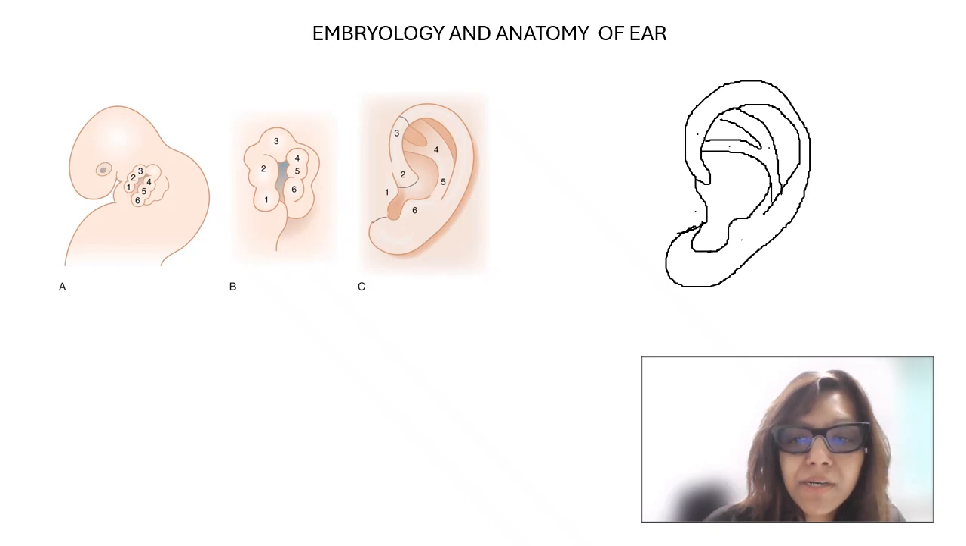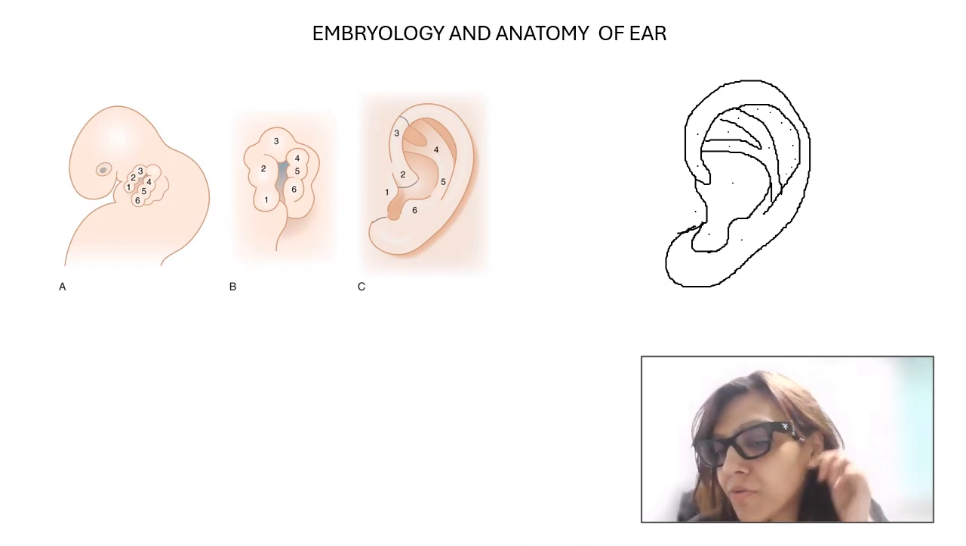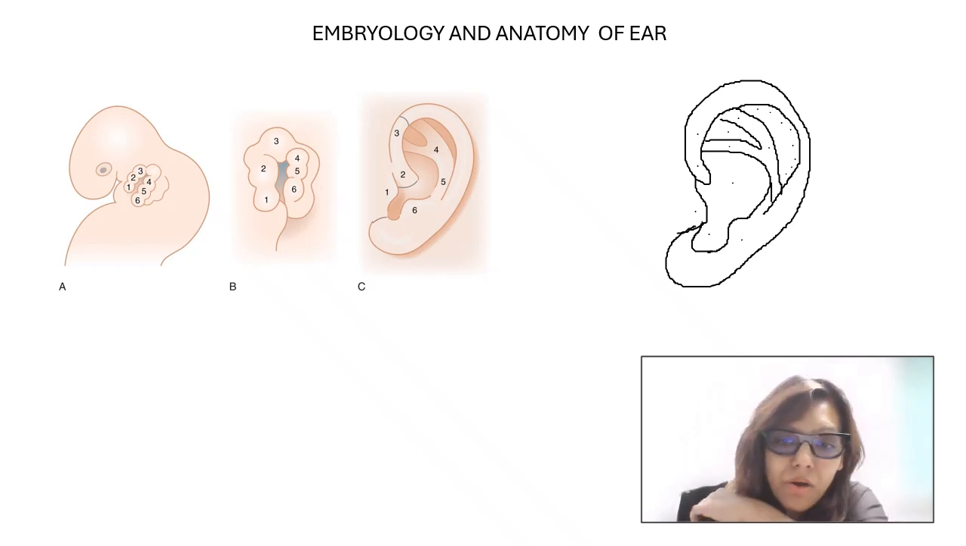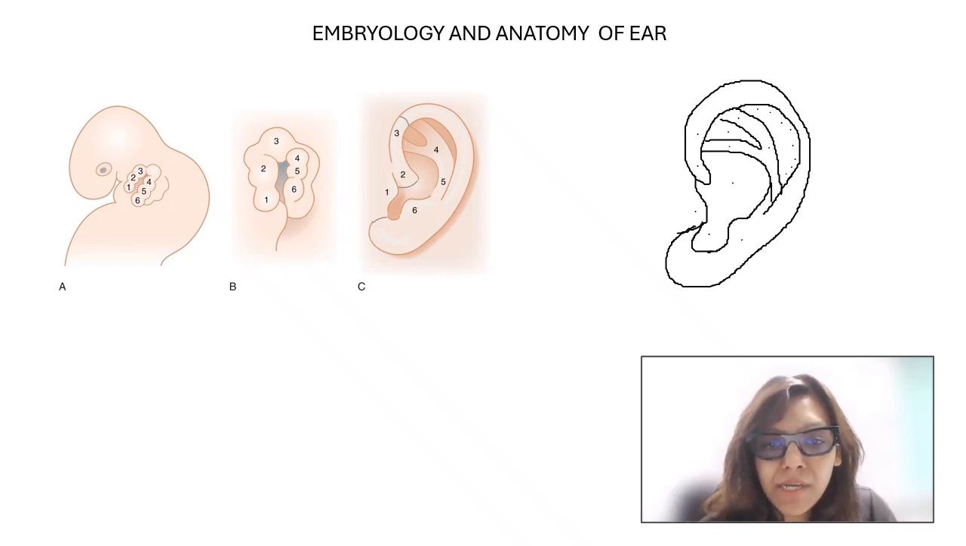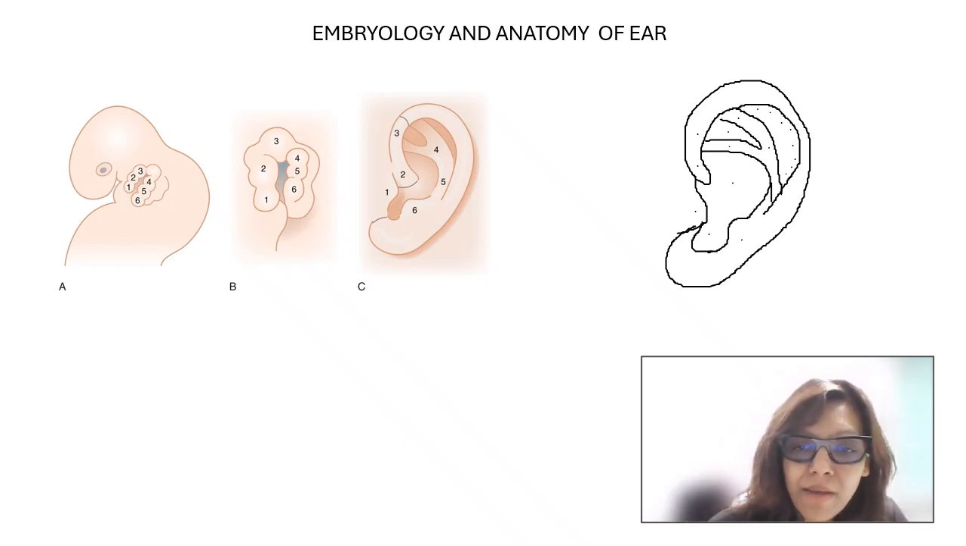This is the inferior crus, the superior crus, the helical crus. Then this is the cymba concha, this is the cavum concha, this is the triangular fossa, and this depression between the helix and the antihelix is called the scapha or the scaphoid fossa, which is what gives this curve over here. Okay, now that you know the anatomy, let's go back to the embryology.